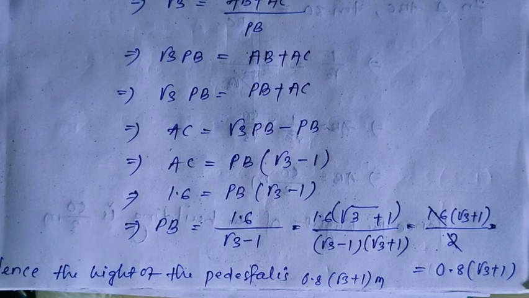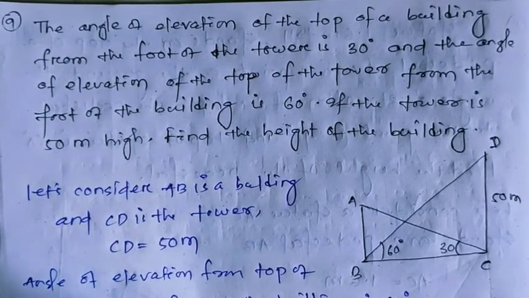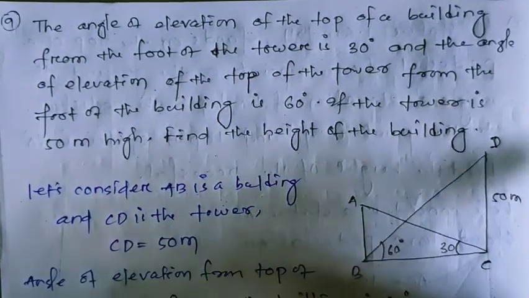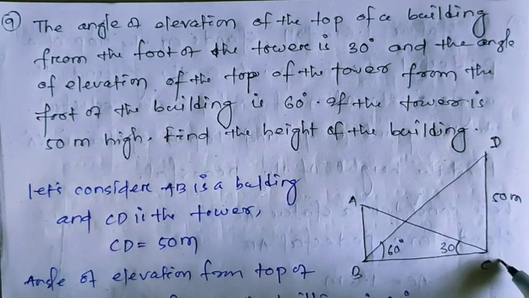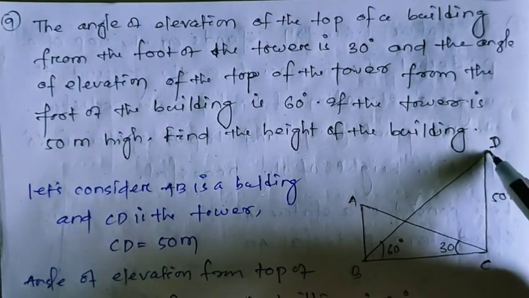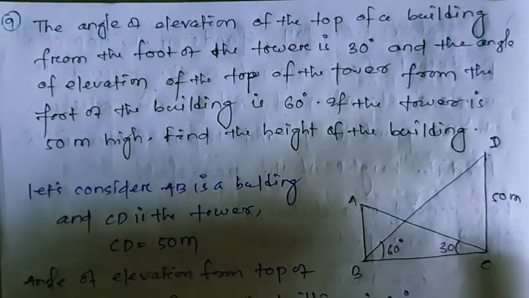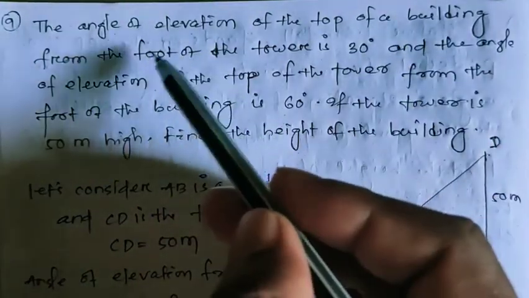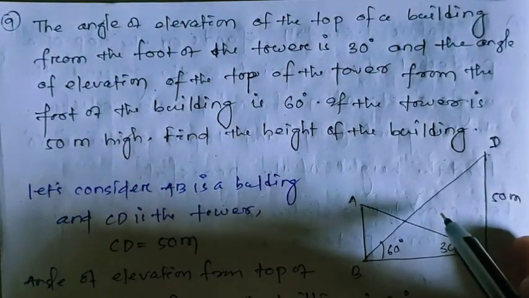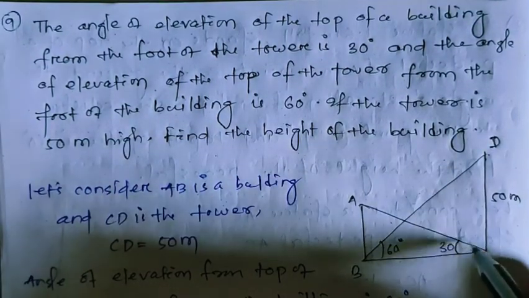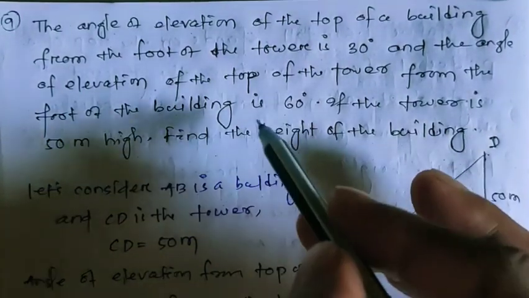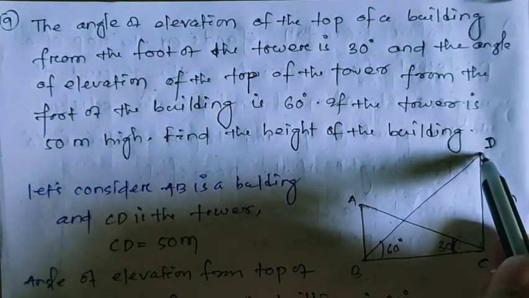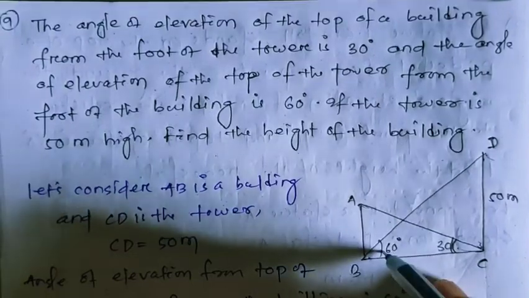Okay, let's go to the next question, that is your question number 9. So here is the question: the angle of elevation of the top of a building from the foot of a tower is 30 degrees. Let us consider a building is AB, and a tower is CD. The angle of elevation of the top of the building from the foot of the tower is 30 degrees, and the angle of elevation of the top of the tower from the foot of the building AB is 60 degrees.